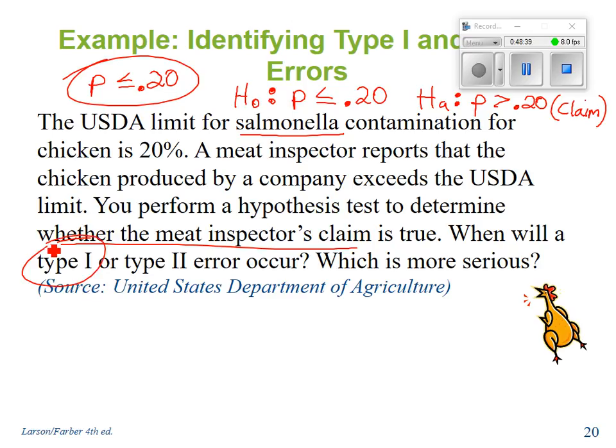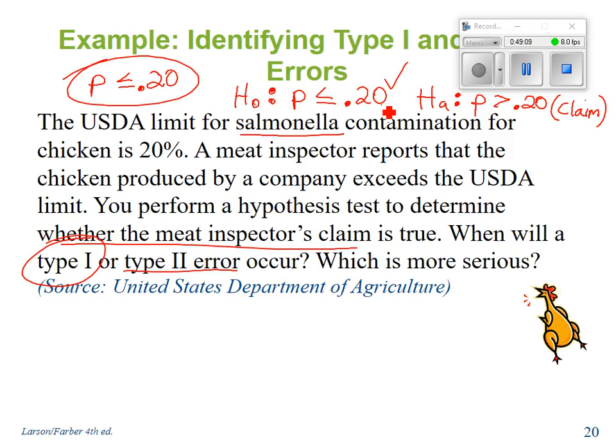If we have a type 2 error, where we fail to reject the null, and then it comes out to be false. So we say, yeah, we believe the company. We're not going to reject their basis that it's 20% or less. We fail to reject that, and then it comes out that it was more. Who are we hurting now? The people who buy the chicken and get sick, right?